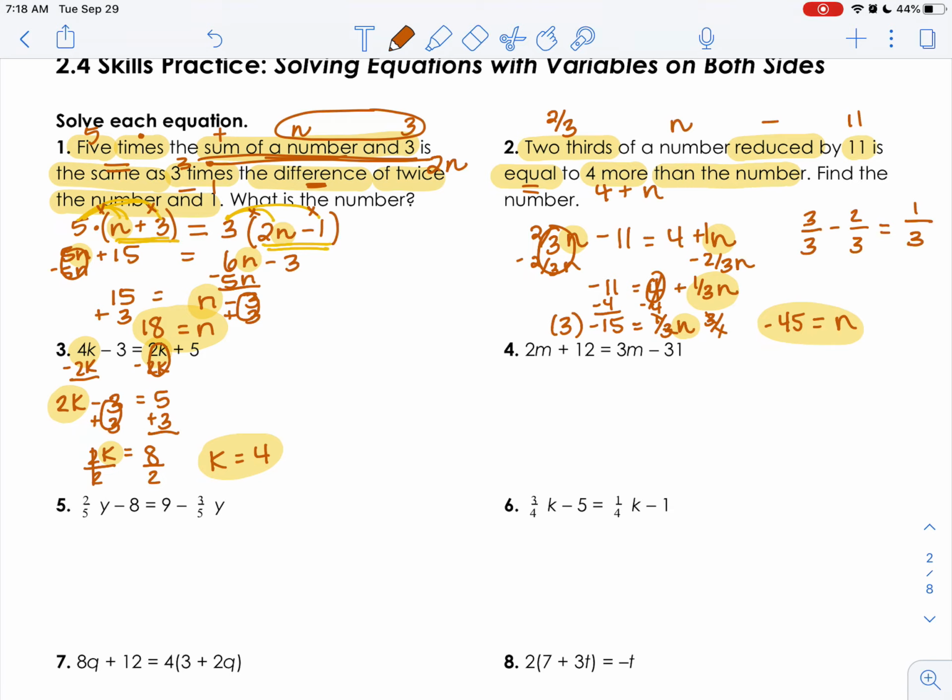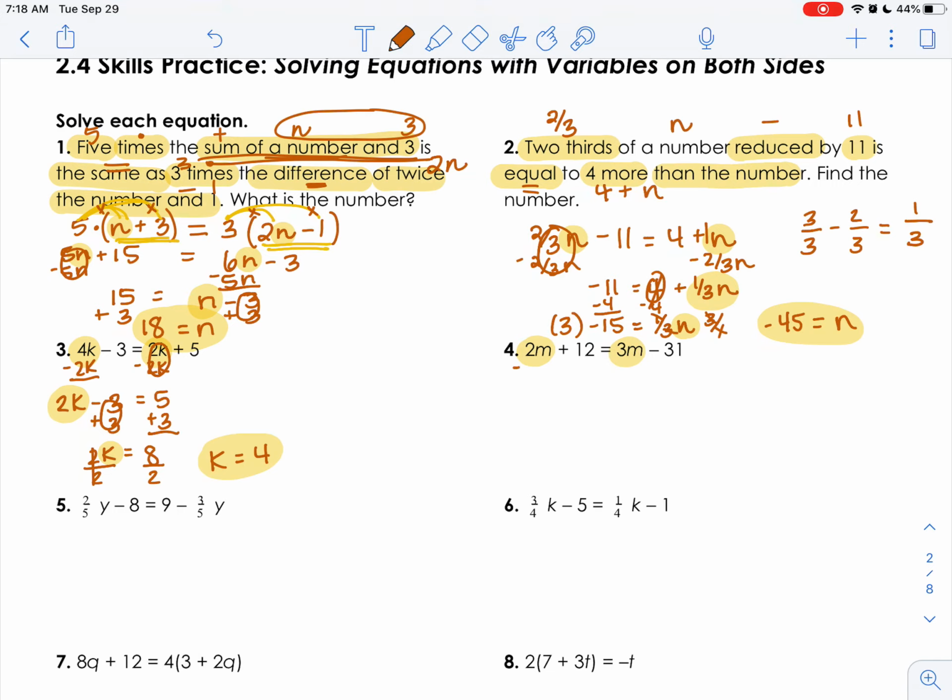You're going to try number 4. 2m plus 12 equals 3m minus 31. In order to solve this one, we see that we have an m, on the left, 2m, and 3m on the right. We want to first get those together.